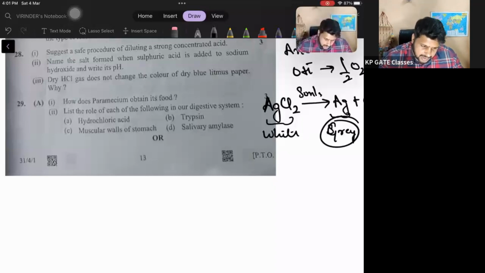Now salivary amylase. In our mouth, the salivary glands are releasing this salivary amylase. This salivary amylase acts on starch and converts it into smaller carbohydrates.